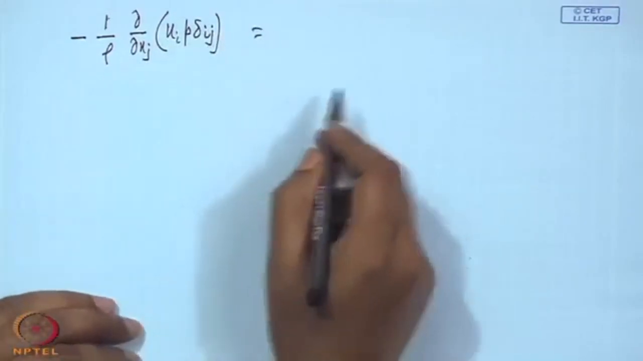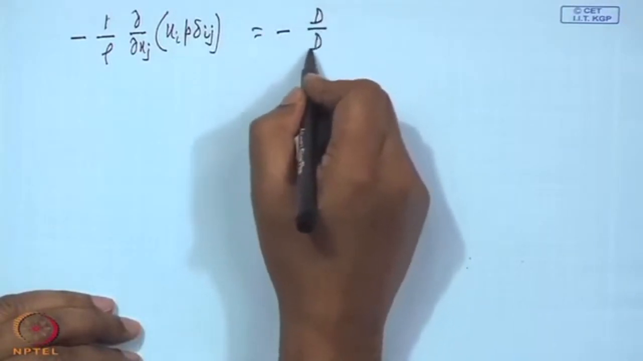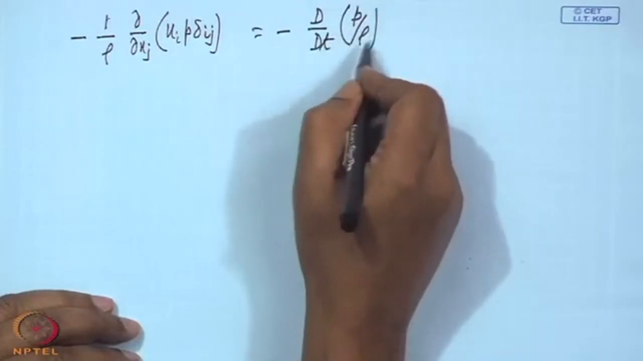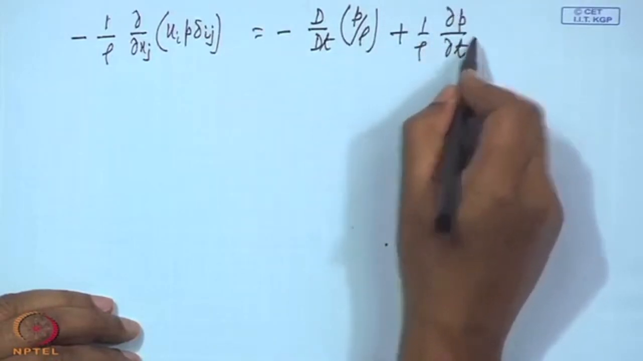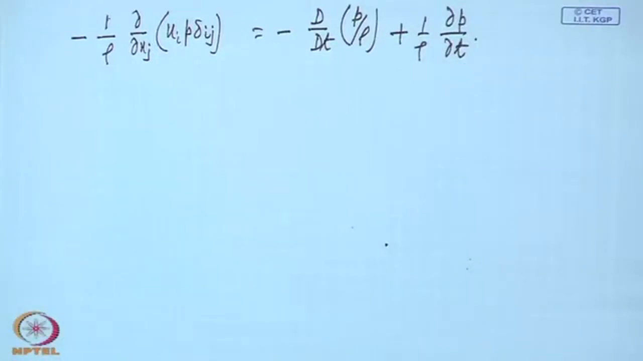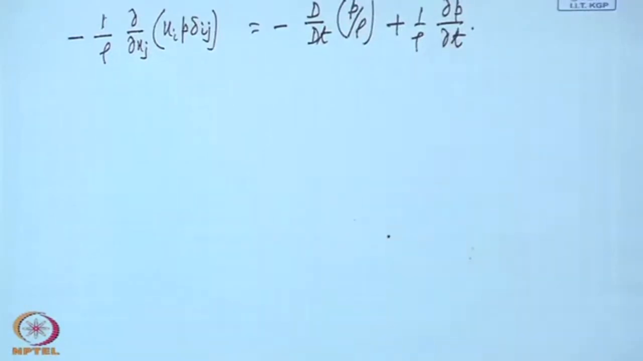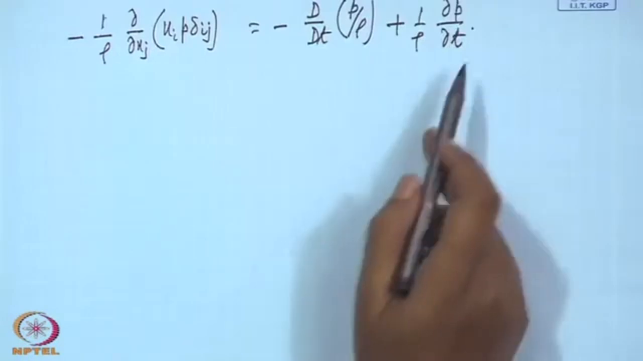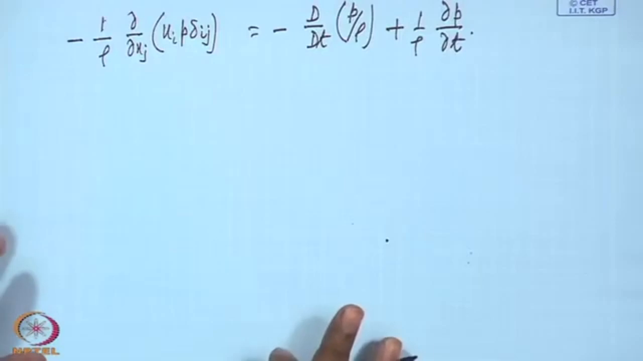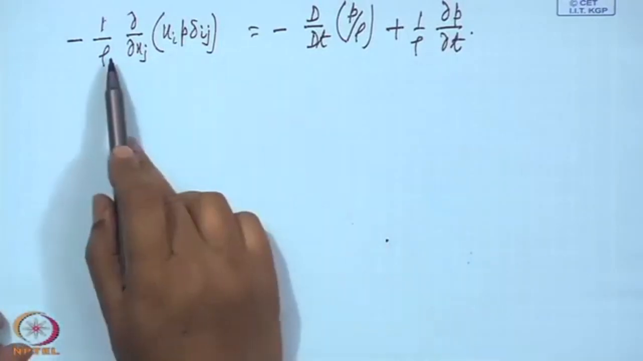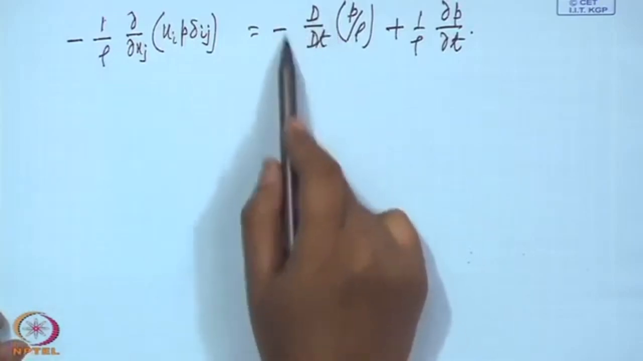now becomes what? Minus d dt of p by rho plus 1 by rho d p d t. And if somehow the pressure field is steady, then the second term will become 0. If the pressure field is steady, the second term will become 0. Of course, it is not in general. Only if the pressure field becomes steady, this second term will become 0. And the work done by the pressure is simply given by this term.